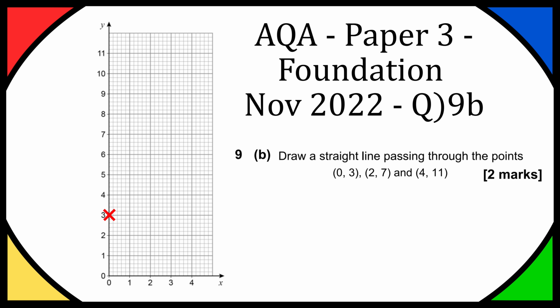And in terms of the second point, and please feel free to pause the video if you want to give it a go yourself. So the second point is going to be (2, 7). So on the x-axis we look at 2, and then on the y-axis we look at 7. So where they meet is going to be here. So that's going to be (2, 7). And then we do the same for (4, 11). So 4 on the x-axis and 11 on the y-axis.